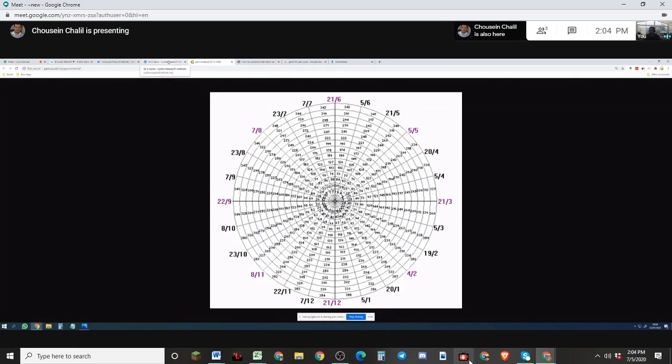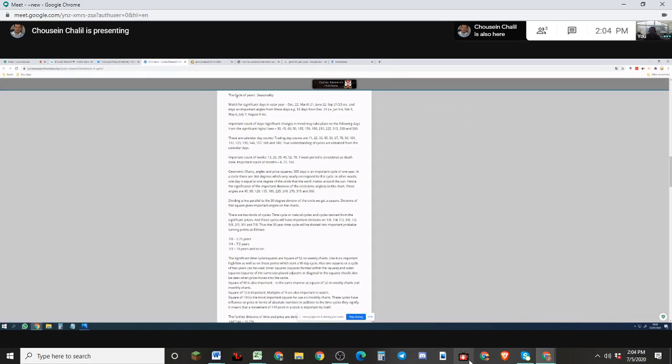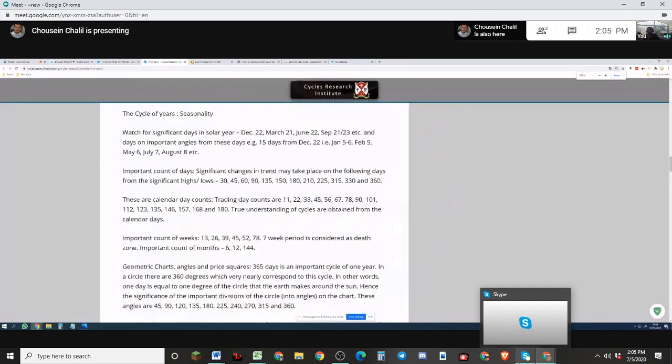Okay, we can start with yearly cycles. This is what's significant: solar years, December 21st. The solar cycles, May 6th, August 8th, and so on. And this is the important count for daily: 11, 22, 33, 45, 56, 67, 90, and 101 or 12. It goes on like that for the daily cycle counts.